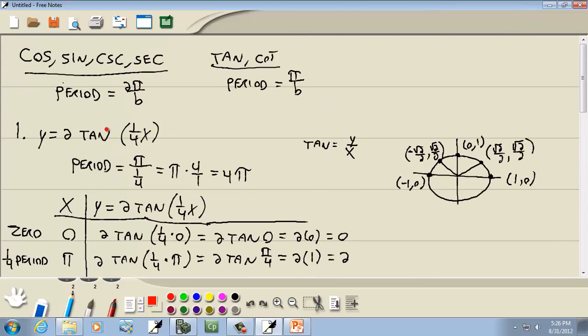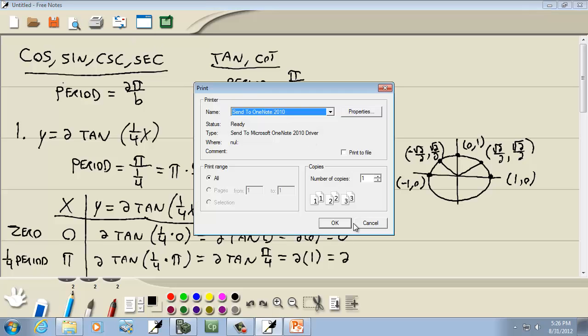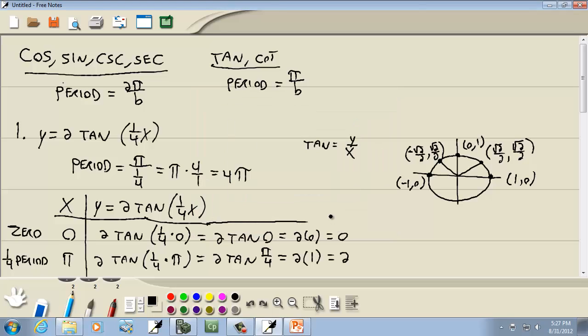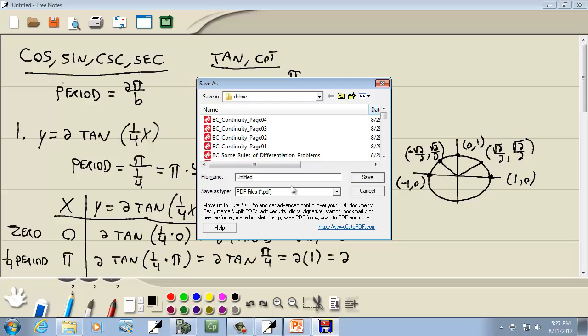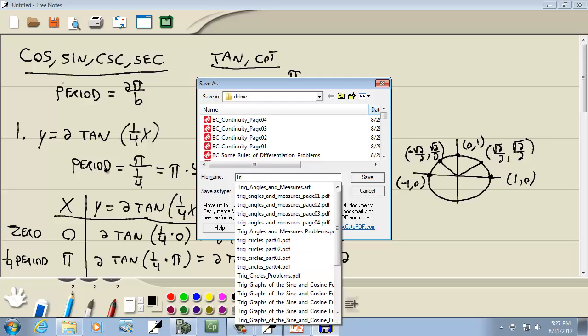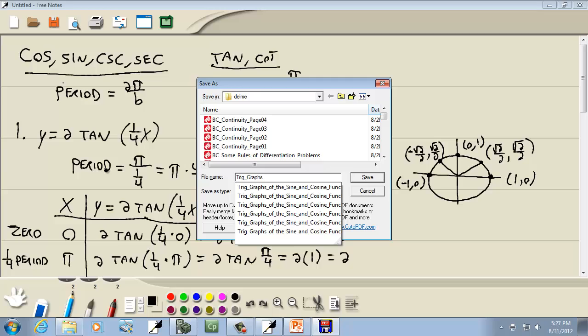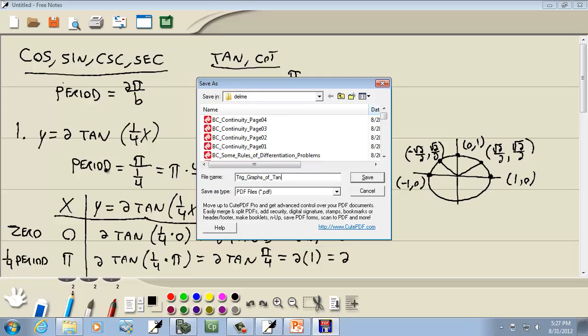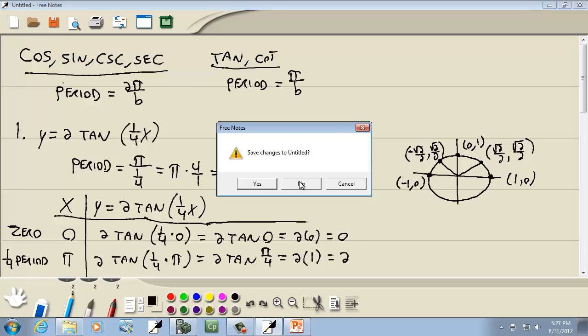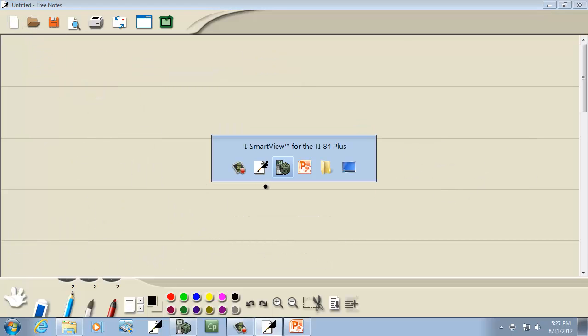Hate to do one problem per page, but it looks like I'm about out of room there. So let me save this. Okay, so trig graphs of tangent, cotangent, and secant functions. Page 01. Okay, so let's start a new page and look at the next problem.